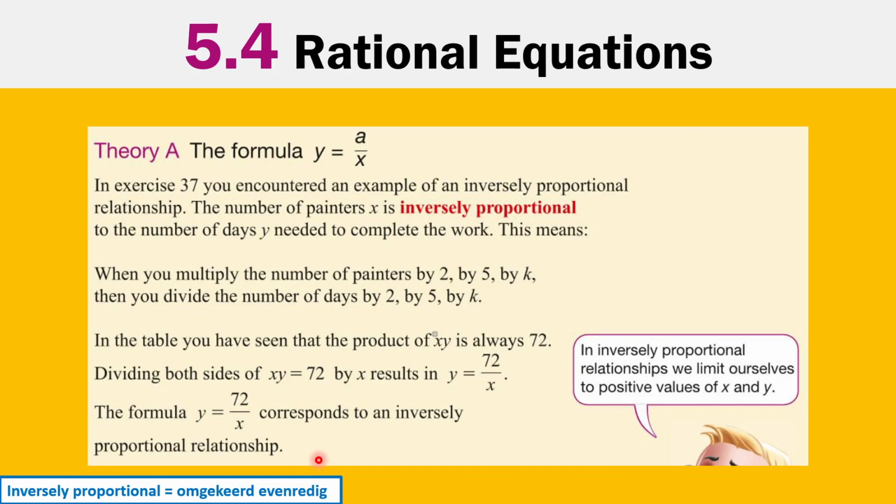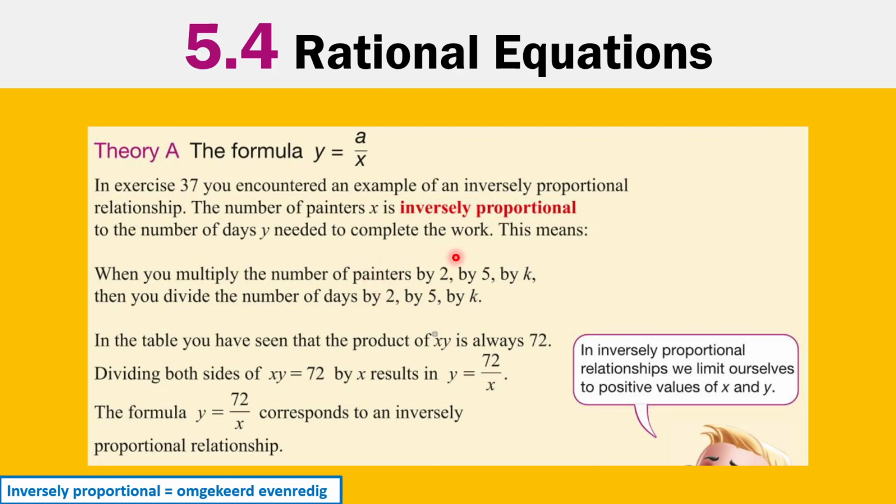That means if one of the things becomes 2 times as large, the other becomes 2 times as small. And that is exactly the opposite of proportional, evenredig, which means if something gets 2 times as big, the other thing also becomes 2 times as big. For example here, when you multiply the number of painters by 2, by 5 or by k, then you divide the number of days by 2, by 5 or by k. If this thing becomes 2 times as big, this thing becomes 2 times as small.